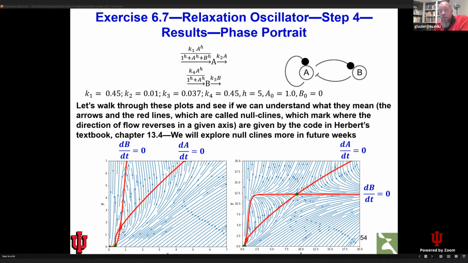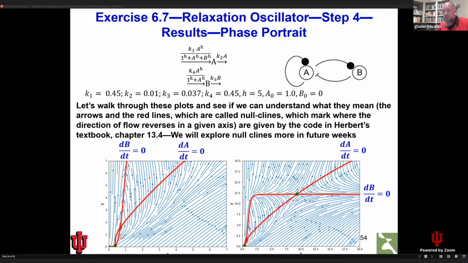What about this red dot? This red dot is an oscillatory fixed point. If I start exactly at the red dot, I stay at the red dot. If I move a little bit away, I oscillate around it, and I can see my flow.